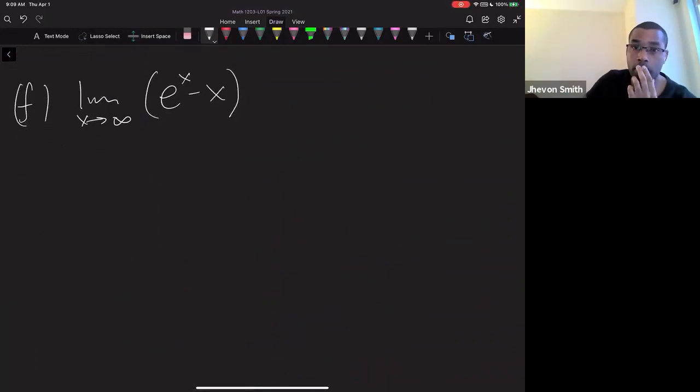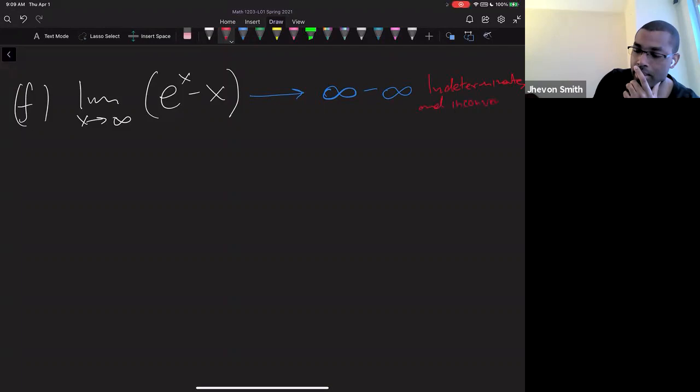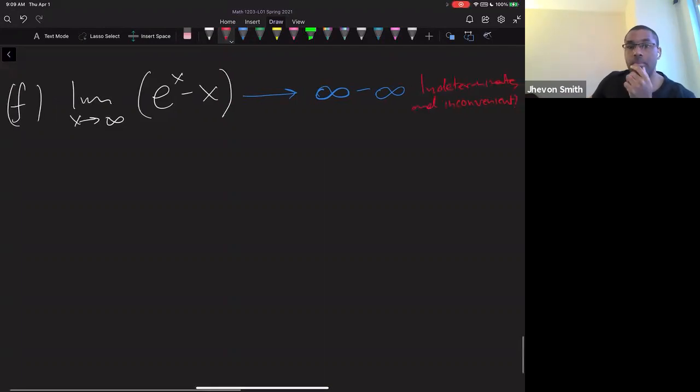If you look at this one, let's see where the limit's going. As x goes to infinity, e to the x goes to infinity. As x goes to infinity, x goes to infinity. That's indeterminate, and inconvenient. So we would try something else.